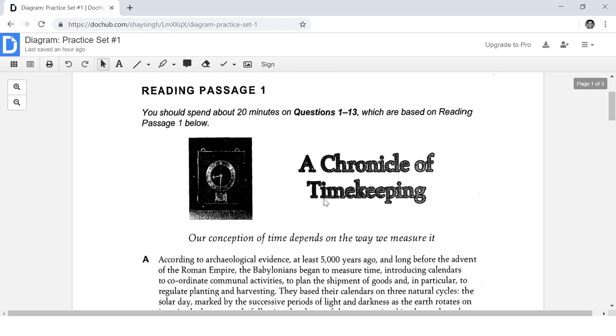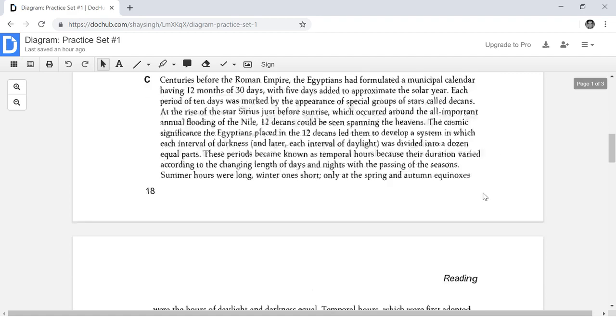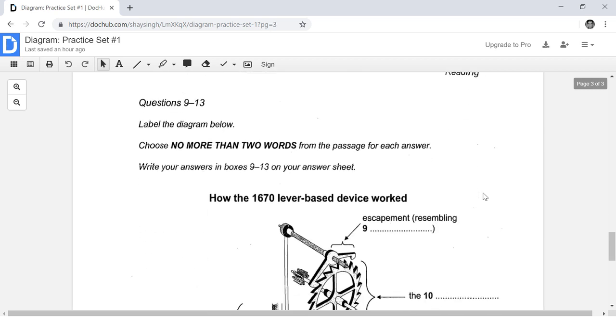We're going to start over here at the top with the title, A Chronicle of Timekeeping. So it seems that it's going to be talking about the history of time, things related to how we keep time. It's probably going to talk about clockwork and so on. So now that we have a general idea of what this article is going to be about, let's move on down to our question set.